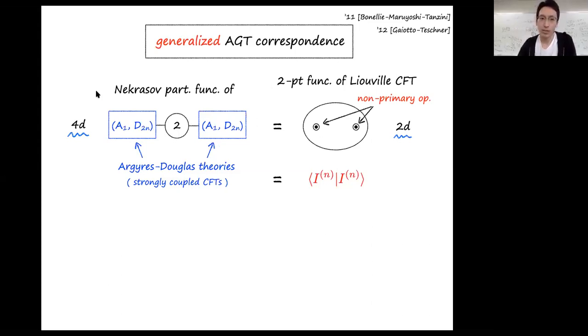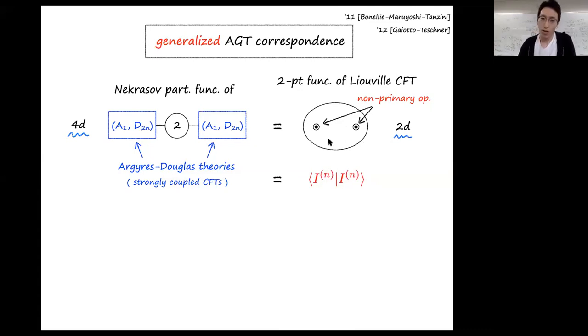Okay. And their claim is that they consider the Nekrasov partition function of this theory on one hand. And on the other hand, in two dimensions, they consider a two-point function of some crazy local operators. I mean, these local operators are not the ordinary ones. These are not Virasoro primaries, but something else. They are really crazy operators, but whatever crazy local operators you have, they are just local operators. So a two-point function of local operators is basically related to the inner product of two states by the state-operator correspondence. So in any case, you can think of this two-point function as the inner product of the states. And this N is this N, so this is a label of the theory.